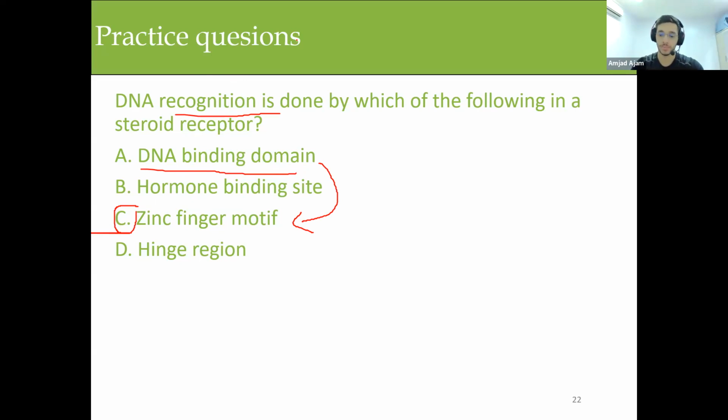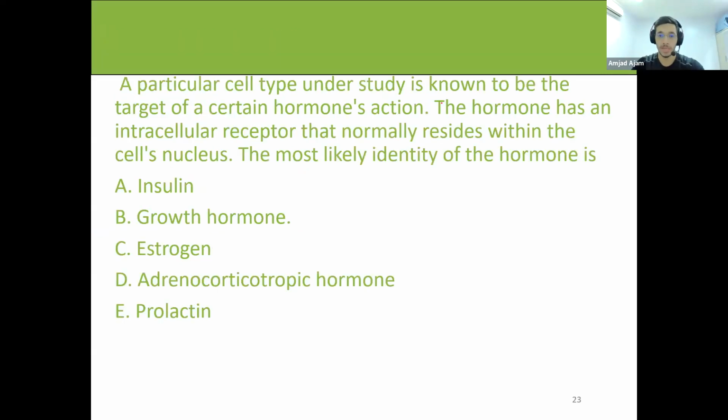A particular cell type under study is known to be the target of a certain hormone's action. The hormone has an intracellular receptor that normally resides within the cell's nucleus. Okay, so this is in the nucleus. The most likely identity of the hormone is it insulin, growth hormone, estrogen, adrenocorticotropic hormone, prolactin? So mainly they are saying here intracellular, first of all. So they are giving a clue that this is a steroid hormone. So insulin is a protein, so it's not the answer. Growth hormone also is a protein. So the only steroid here is estrogen, so the answer is C.